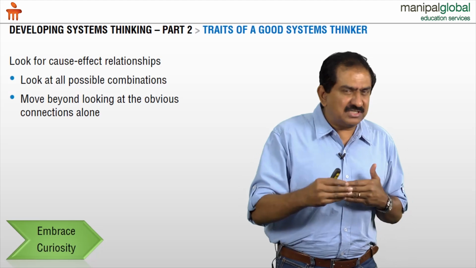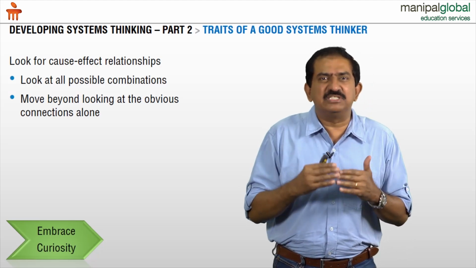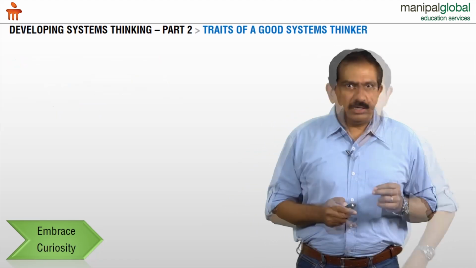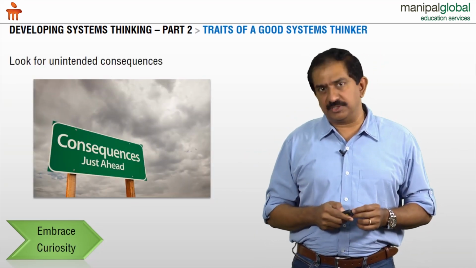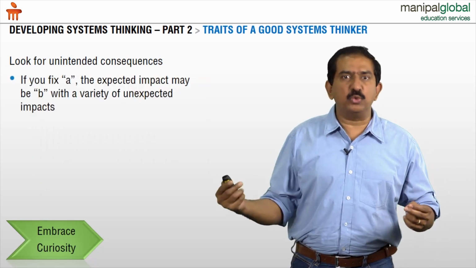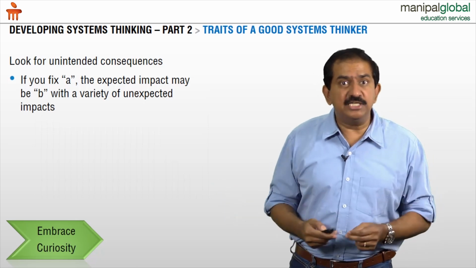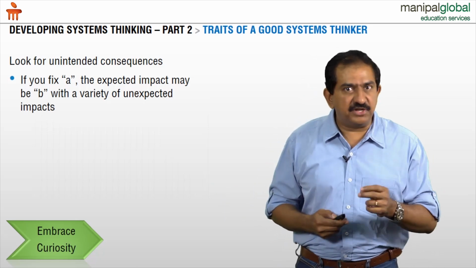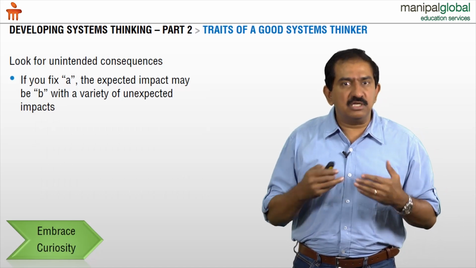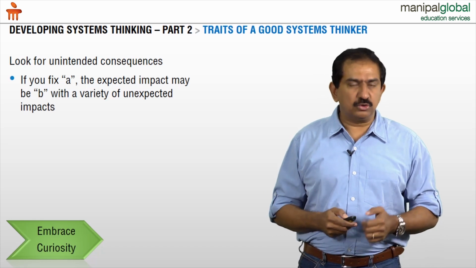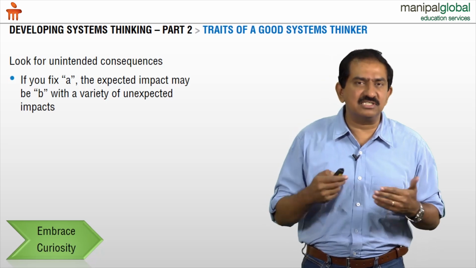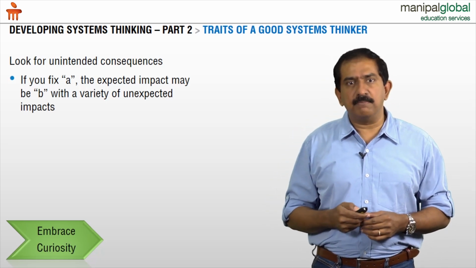Therefore, look beyond obvious connections, look at things that you didn't usually think of, and see if you can find a cause-effect relationship. Also look for unintended consequences. If you were doing A and you expected B to happen, could it also lead to C, D, and E? And if it did, then those consequences must also be taken care of when you think about the system holistically. So looking for unintended consequences, looking for cause-effect relationships, these are very important traits and skills that a systems thinker must look at.